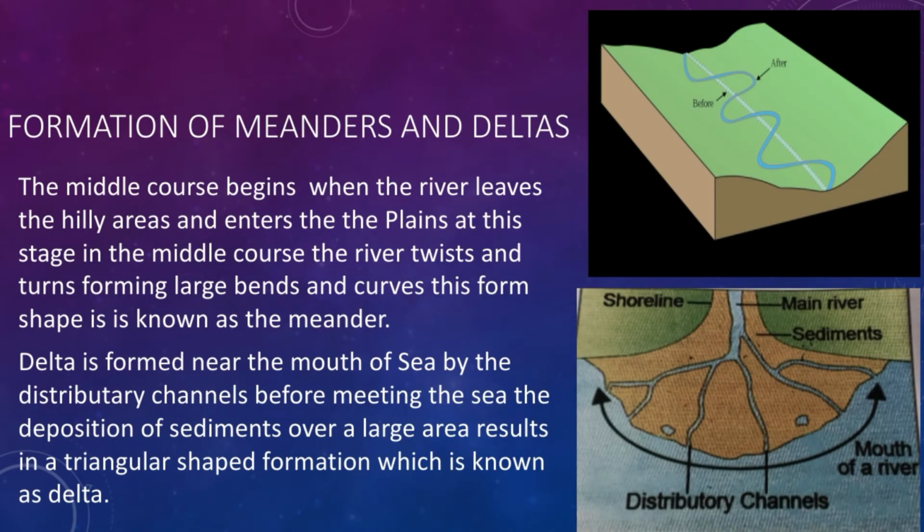Now, formation of meanders and deltas. All these formations are caused by running water. Let's know about meander. Look at the picture. The first picture is related to meander.